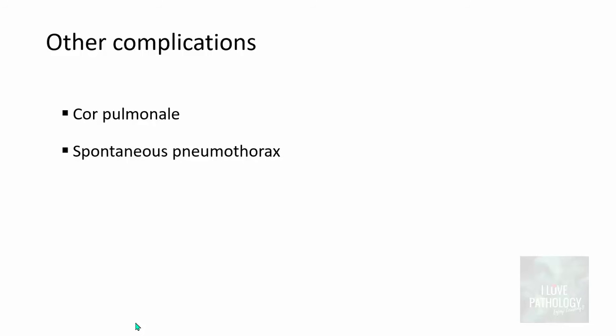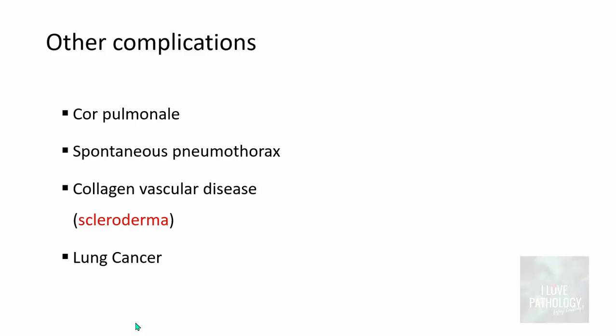The second one is spontaneous pneumothorax. Because of massive fibrosis, there will be development of emphysematous bullae, and sometimes these bullae can rupture, resulting in spontaneous pneumothorax. Silicosis can initiate autoimmune diseases, particularly a collagen vascular disease. Silicosis can induce a collagen vascular disease called scleroderma, because we know that this is more fibrogenic, right? Lastly, silicosis is associated with lung cancer.